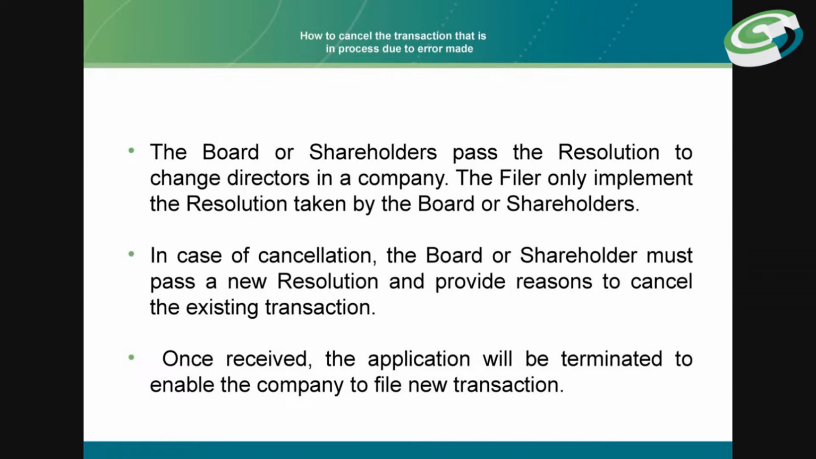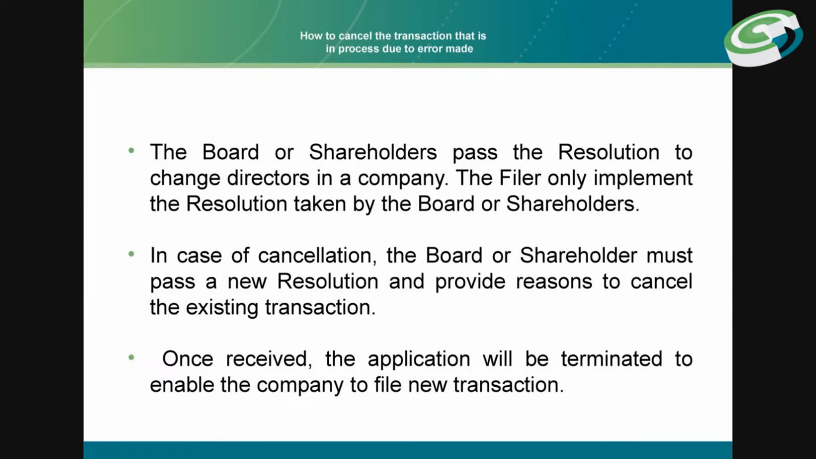So how to cancel the transaction that is in process due to an error made? You will find that sometimes when people do the filing, for example, they want to resign a director, but when they get to the status of the director, they change it from active. Instead of selecting resign, you select remove. And then once you select remove, you have changed everything, because now the application is no longer going to be approved by OTP. Now it will have to go to the back office. And then you find that that was not the option that you were supposed to select.